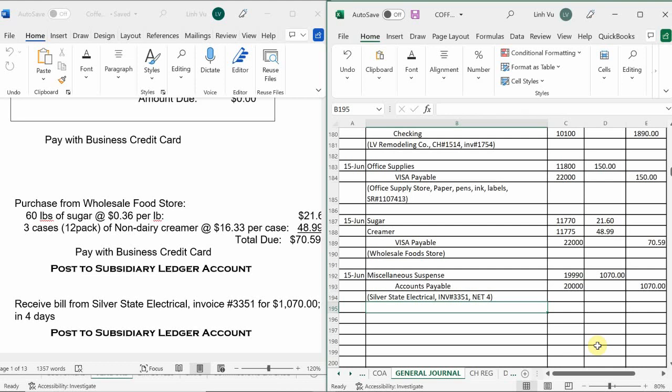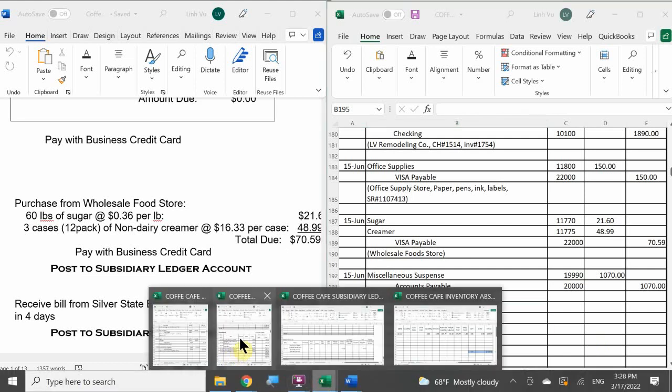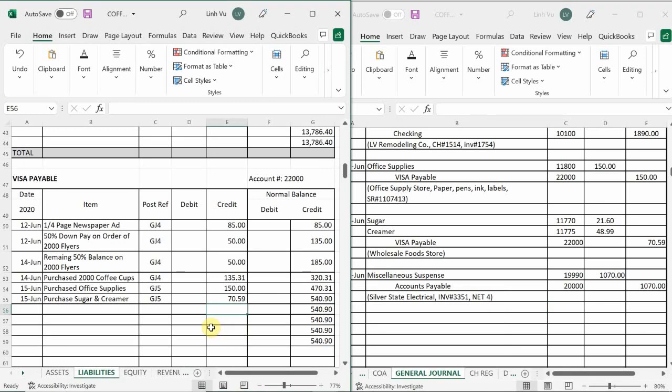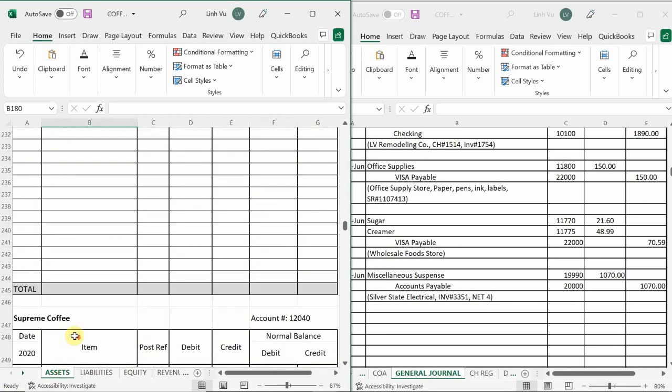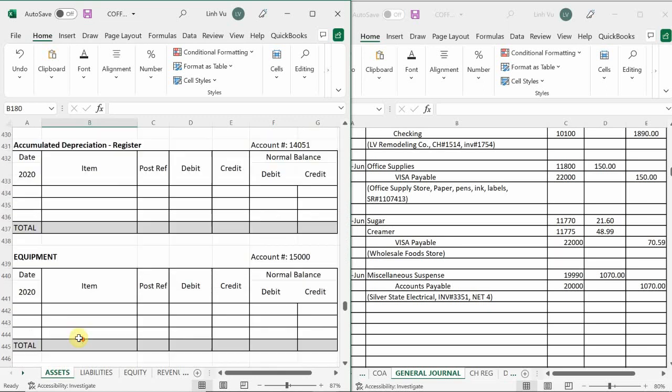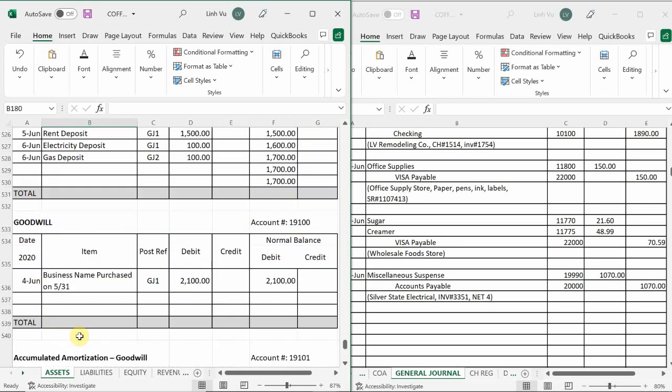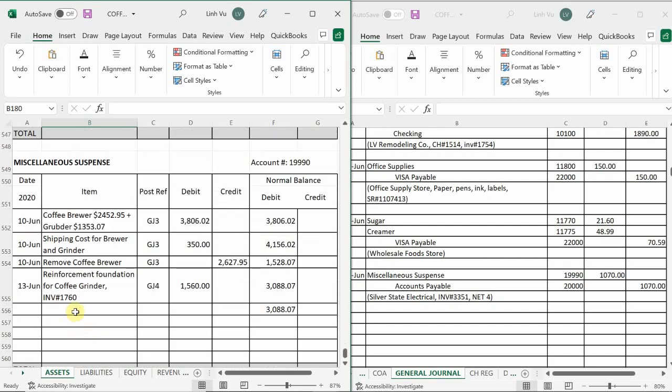So, now that I finished my journal, where do I need to go next? The ledger. The ledger. So, let's plug in our numbers, right? First account I have here. Miscellaneous suspense. Okay, should be the last account in your assets. Here it is. Oh, nope. Keep going. There you go. Here you go.